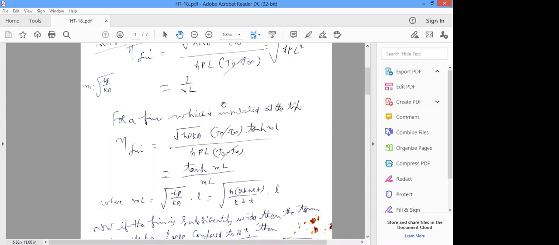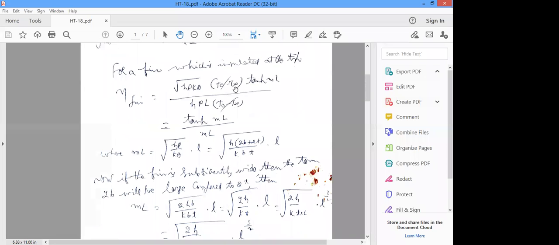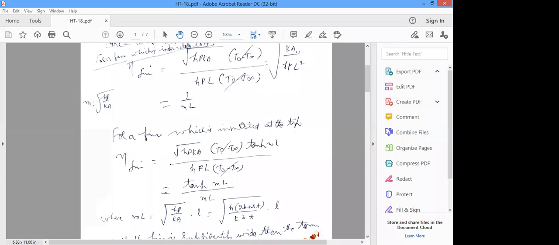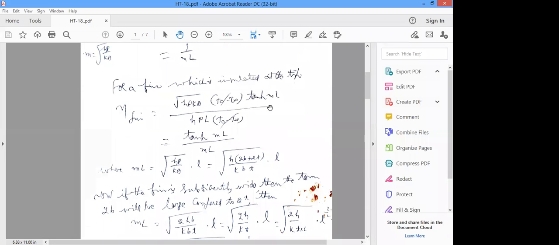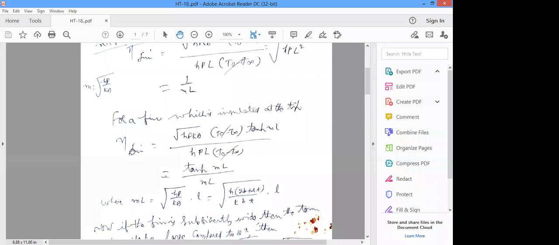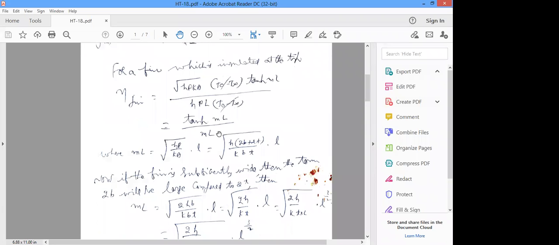Here, T naught minus T free stream gets cancelled. So this is tan HML and root HPKA divided by HPL. From this, root HPKA divided by HPL is 1 by ML. That's why it is tan HML into 1 by ML. So the efficiency of the pin, if the pin is insulated at the tip, is tan HML by ML.